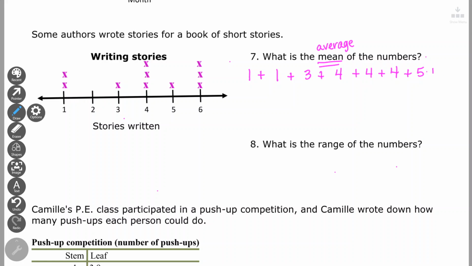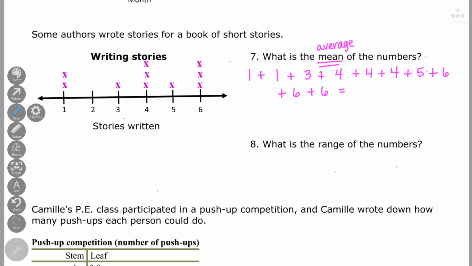There are 3 x's over the 6, so it'll be plus 6, plus 6, plus 6, okay? So that's how you get the numbers for the data points, all right? And remember, we have to add them all together because we're trying to find the mean.